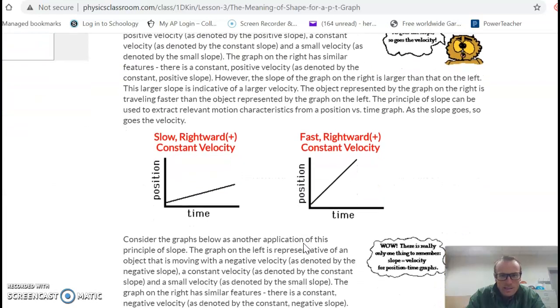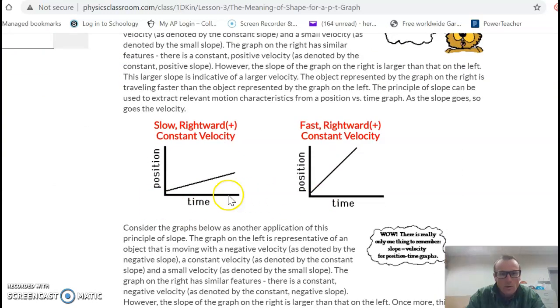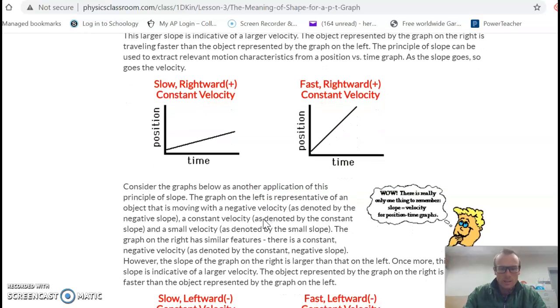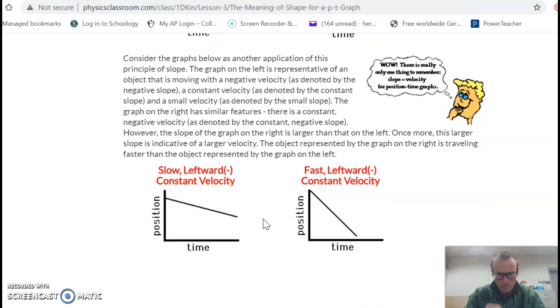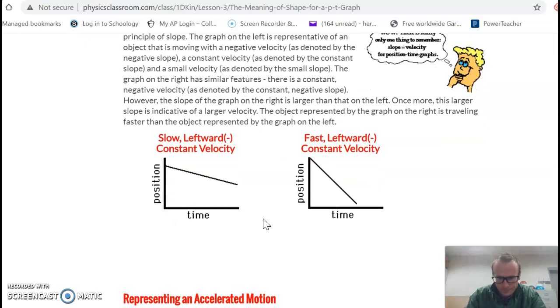Slow versus fast motion. Take a look at these two. The slope of this line is smaller than the slope of that line. What does that tell us? Well, this guy is going faster than this guy. So we have to kind of imagine the situation that's playing out, from these graphs.